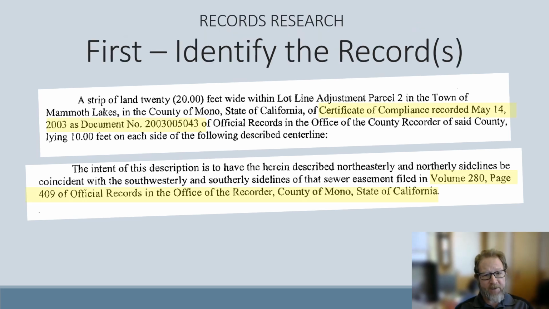We see that there are 2 records identified within this legal description. One is a certificate of compliance recorded May 14th, 2003 as document number 2003-005043. That's a lot line adjustment, by the way. And also it's pointing to a record, a sewer easement filed in volume 280, page 409. So these are 2 records right away that are associated with your parcel. And likely when you pull these documents, you're going to find that there's previous records associated with that. So usually there's many records associated with a parcel.